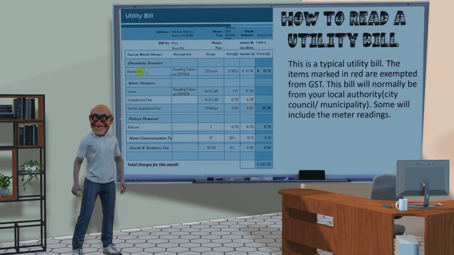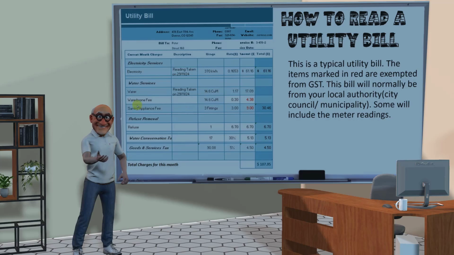You've got electricity over here, the date they took the reading, and of course how many kilowatts you had read. And of course they're giving you the rate. They don't give you the reading. On some, like I said just now, many will give you the readings before and after. Same over here for the water usage, you'll have a reading before and after.